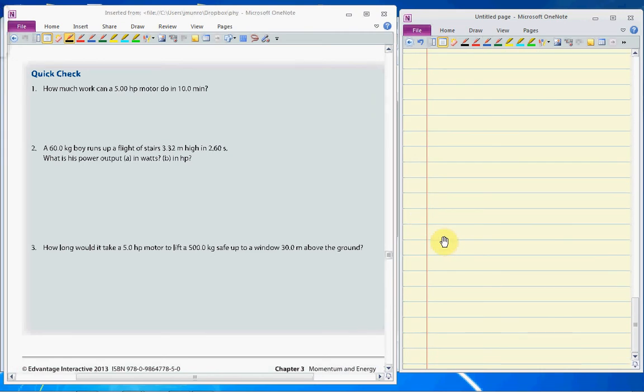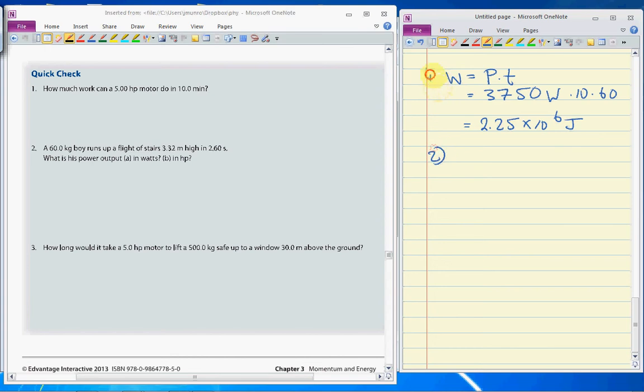And this is the quick check on page 101. It says how much work can a 5 horsepower motor do in 10 minutes. Work is equal to power multiplied by time. And the power of 5 horsepower is 3,750 watts, because each horsepower is 750 watts. Multiply this by 10 minutes and 60 seconds per minute, because we need to work in seconds, and you will get 2.25 times 10 to the 6 joules of work.